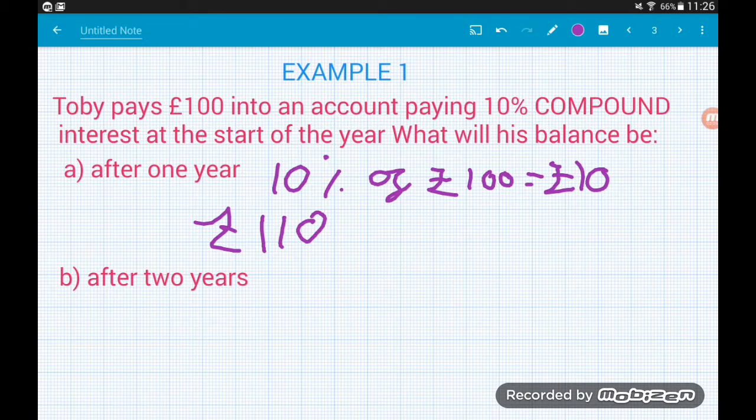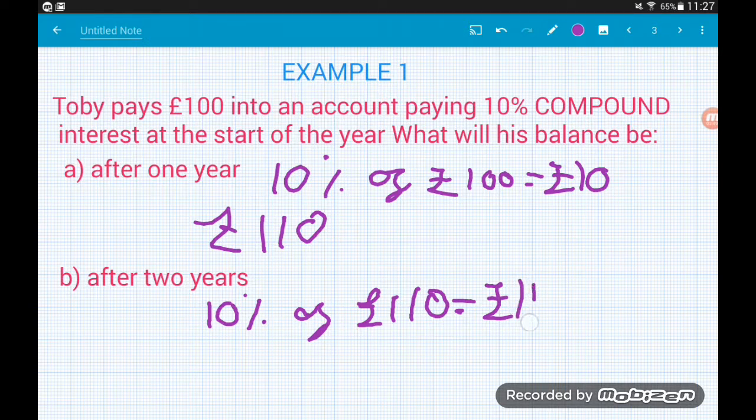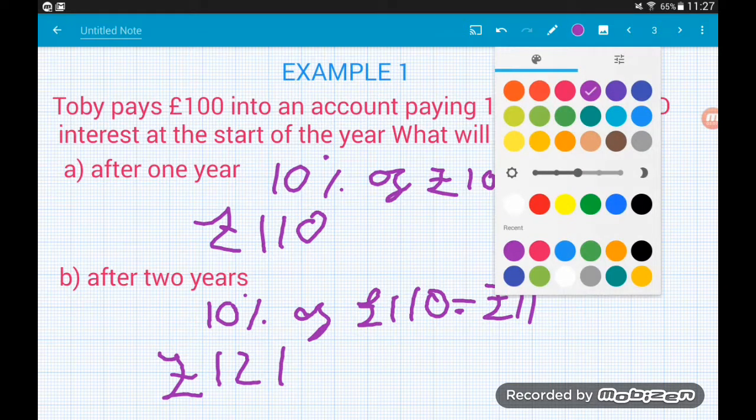Cool. So part B, what will his balance be after 2 years? Here's where the difference between the interests starts to show. Remember, with simple interest we would just add another £10 on and we'd get £120. With compound interest, we now find 10% of £110, which will give us £11. So his balance at the end of the second year will be 110 add 11, so his balance will be £121.